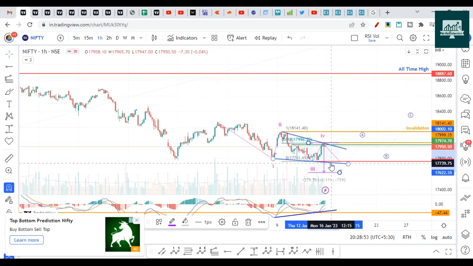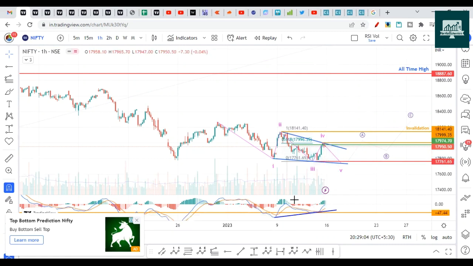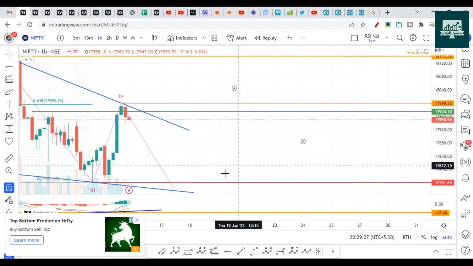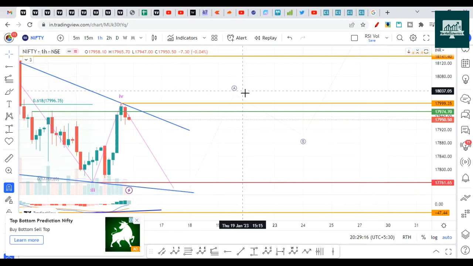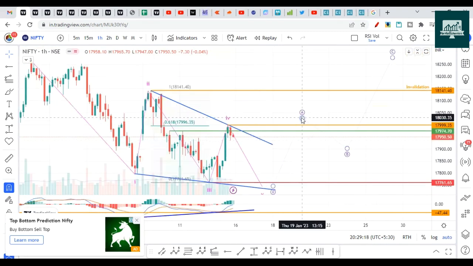Okay, I will not hold the position beyond that, because the next time it opens gap down, it will start the pullback. That's what I think. That next gap down opening will be a trigger for reversal. So if it opens gap down and breaks below 17,761, the next day or the same day a pullback can be expected, filling that gap, and then the gap fill will tell us that we are in wave A.